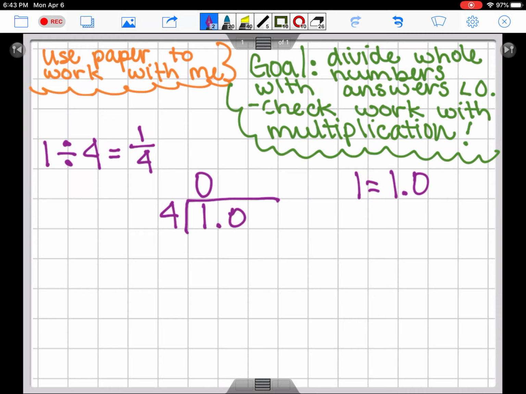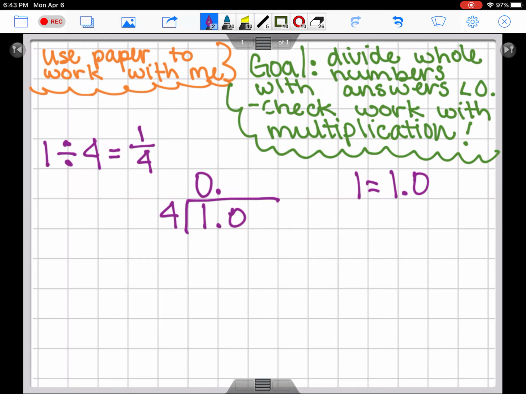Anytime we put a decimal inside our division house, we want to pop it right up into the same spot in our quotient where our answer is going to be. That's going to help us keep track of our place value. Now, this number hasn't changed. It's still 1.0, but we're going to think about it like it's 10 because we've given it those extra digits. So now we can say, how many times can 4 fit into 10?